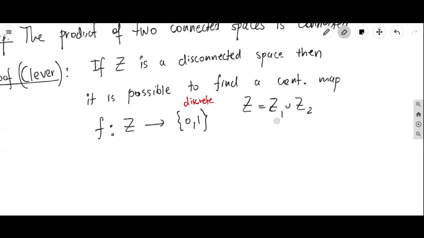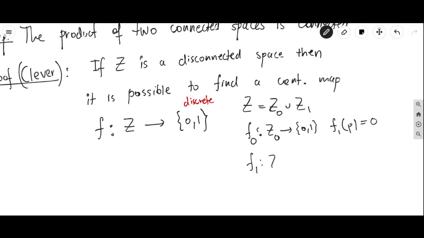And Z1 and Z2 are clopen. They are disjoint. This is open, and its complement, which is Z2, is also open. So you're going to define one function, let's call it F0, from Z0 into {0, 1}. Let me call the components 0 and 1. This is F0, which maps everything to 0, and this one, F1, maps everything to 1.